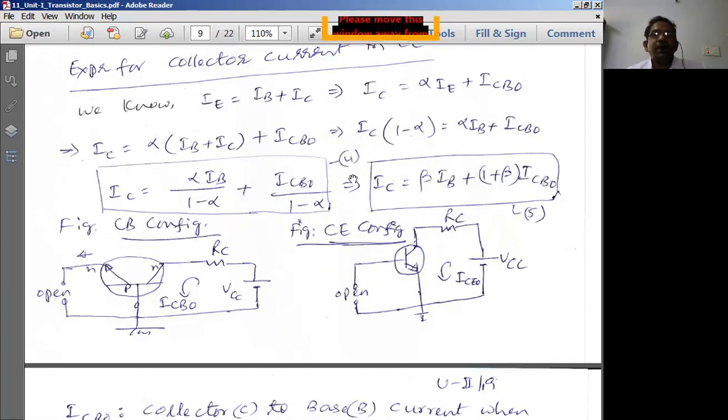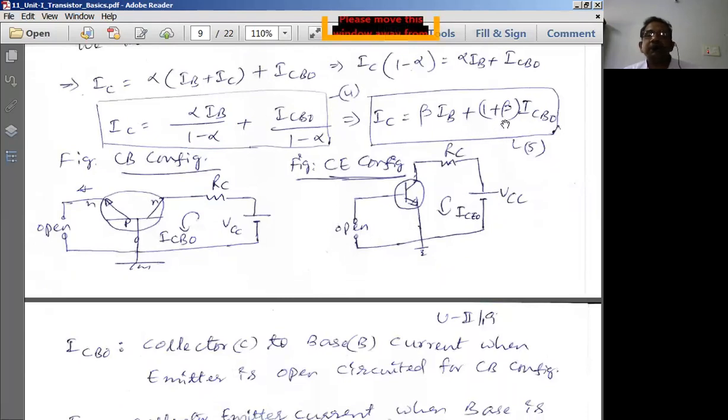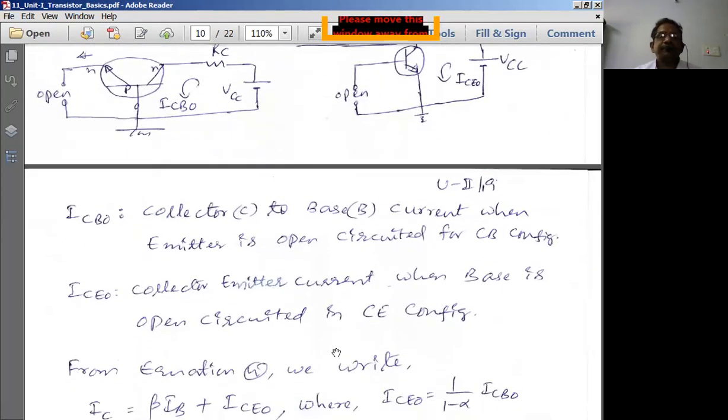Then finally, this 1 minus alpha, which is there on the left hand side, I'll take onto the right hand side. So I'll divide this part and this part, two terms. Then I'll simply get alpha by 1 minus alpha into IB plus ICBO by 1 minus alpha. So alpha by 1 minus alpha is nothing but beta. And 1 by 1 minus alpha is nothing but 1 plus beta from the previous equation. Then ICBO as it is. So therefore, finally, IC is equal to beta IB plus 1 plus beta times ICBO, which is the output current equation.